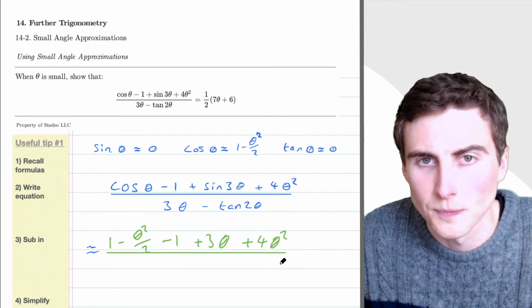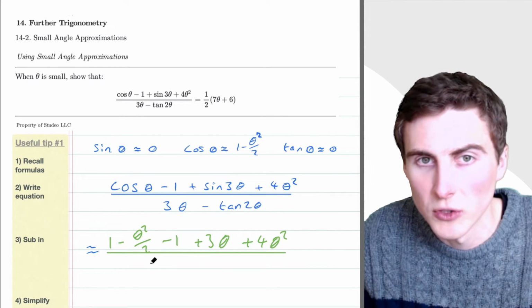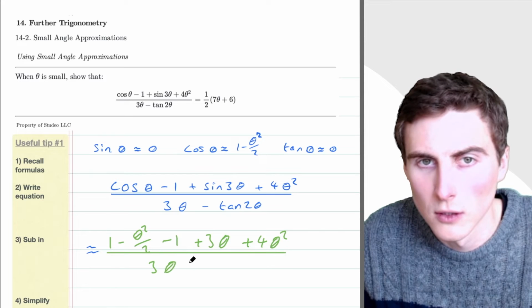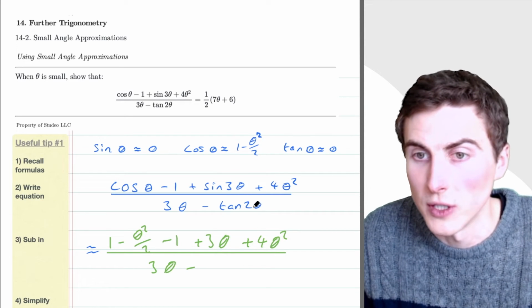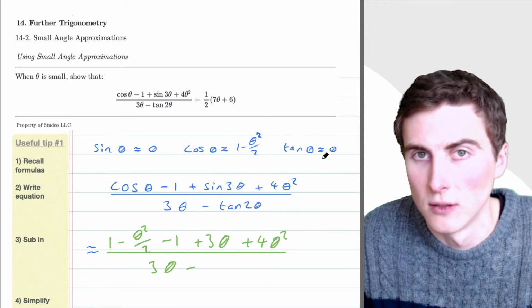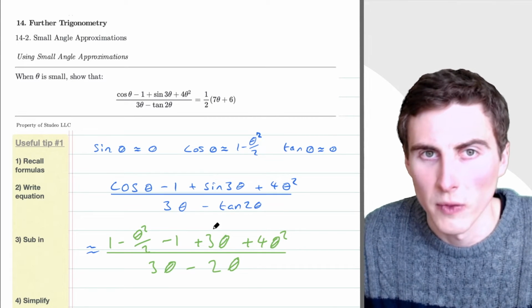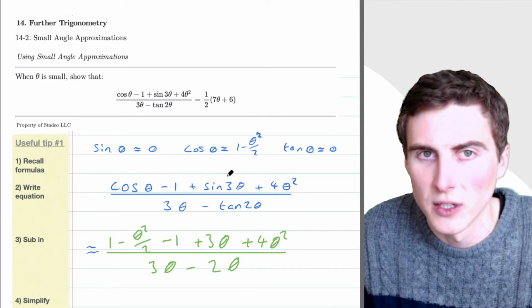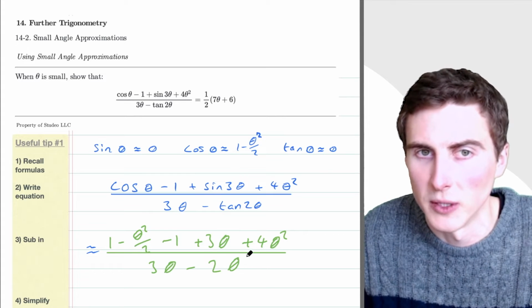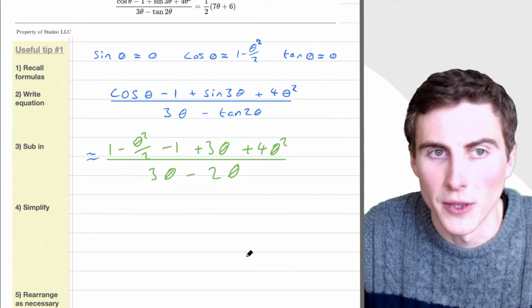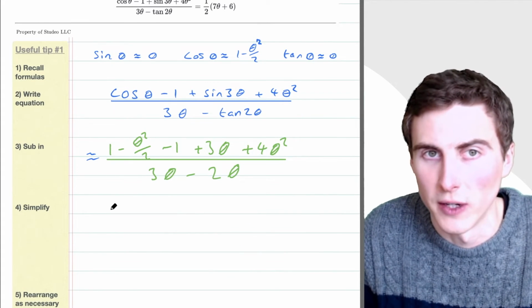Then down here, this 3 theta will stay the same. And this tan 2 theta will just become 2 theta. So put it to that. Yeah, so we've now substituted all of these into here and simplified it down a bit. And our next step then is to actually simplify it.